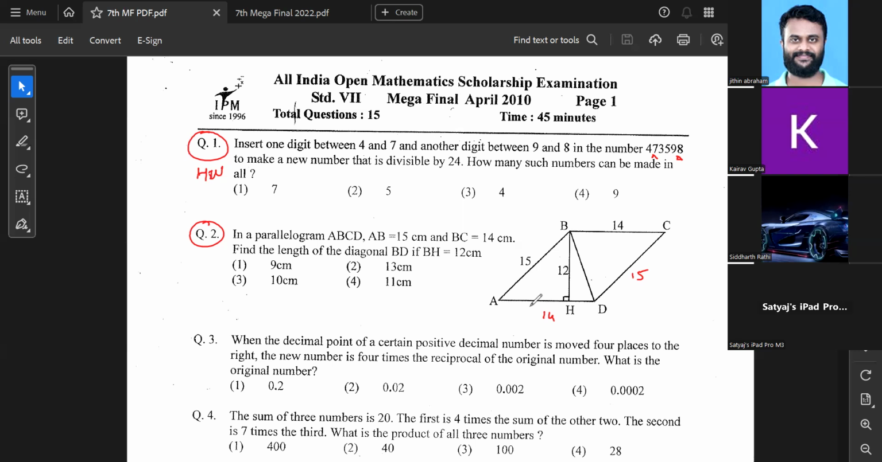Okay, so as we know that BH is 12, AB is 15. The only number in that triplet then will be 9. 15, 12, and 9 make the triplet. So that is 9. And then the right side, which is HD, will be 14 minus 9, which will be 5. And then 12, 13, and 5 make the Pythagorean triplet. So that's why BD's length is 13. Good one.